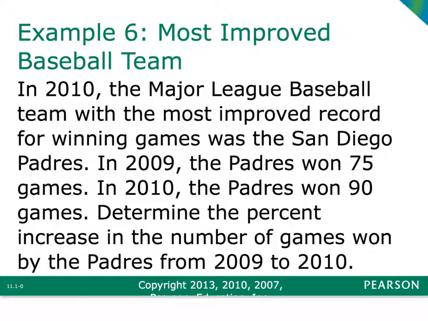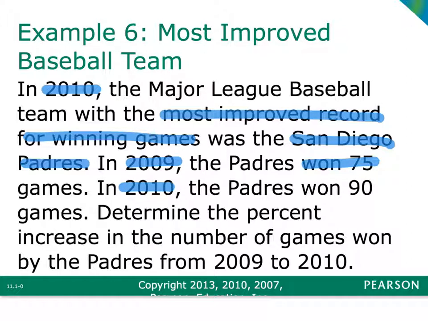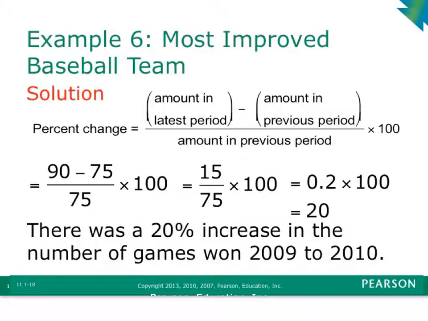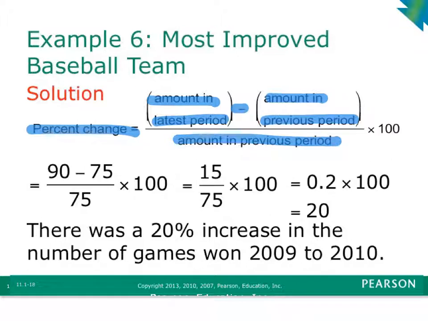So in 2010, most improved record for winning games, the San Diego Padres. In 2009 they won 75 games. 2010 they won 90 games. We want to know the percent increase in the number of games won by the Padres from 2009 to 2010. Okay, so again, our percent change is the amount in the latest period, current, minus the amount in the previous period, before, divided by the amount in the previous period, before, times 100.